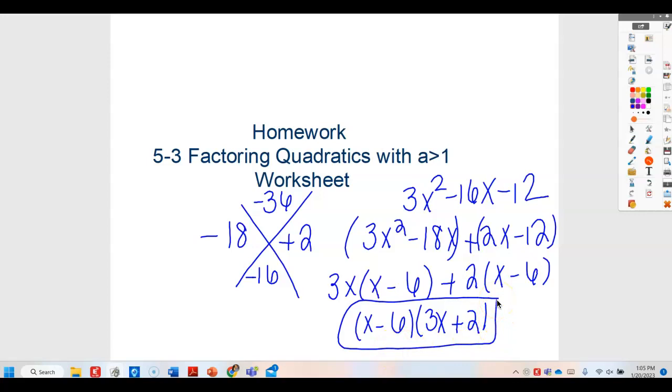Okay. So your homework is just going to be the front and back of that next page in your packet. Remember, always look for a GCF. As your numbers get bigger, look for GCFs, and it will take your numbers to being smaller.